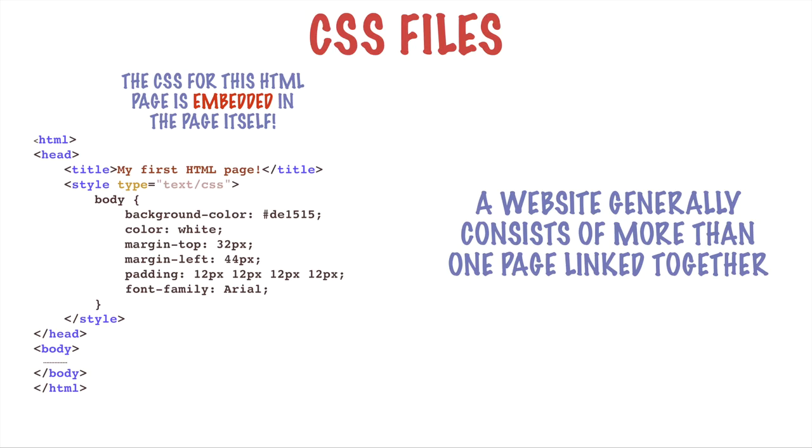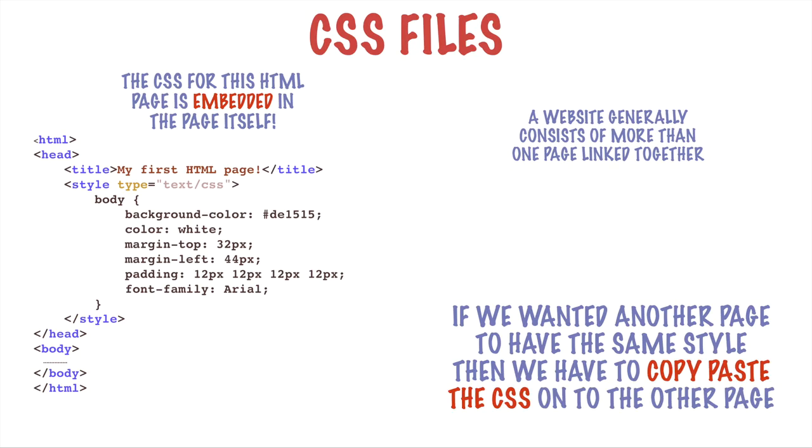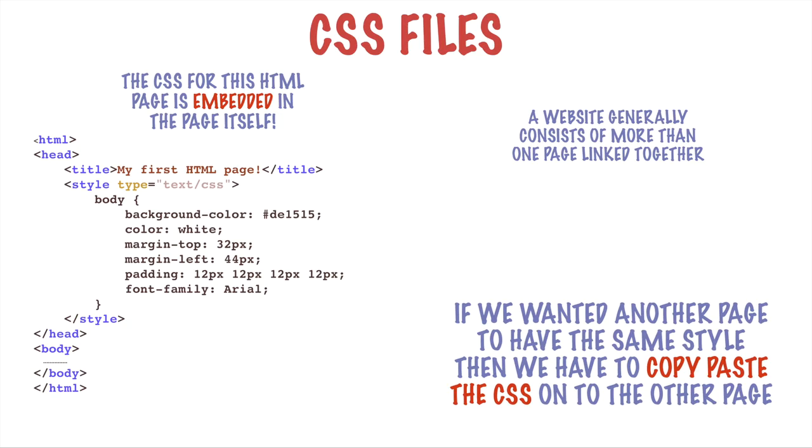But here's the thing, a website almost always consists of far more than just one page. So we are going to have a whole bunch of HTML pages and presumably we want all of those pages to share the same styles. How would we go about accomplishing this? Well, we could copy paste the CSS from this HTML page onto every other HTML page.